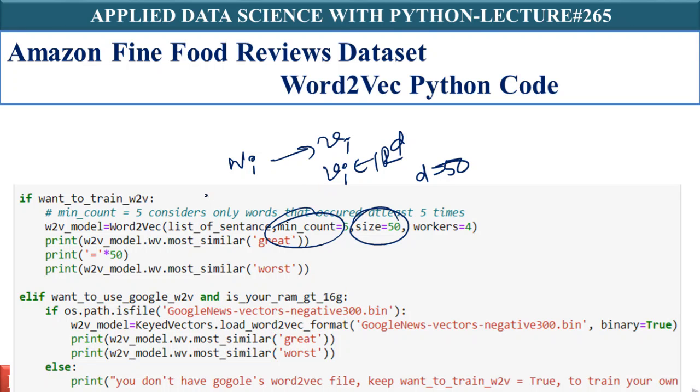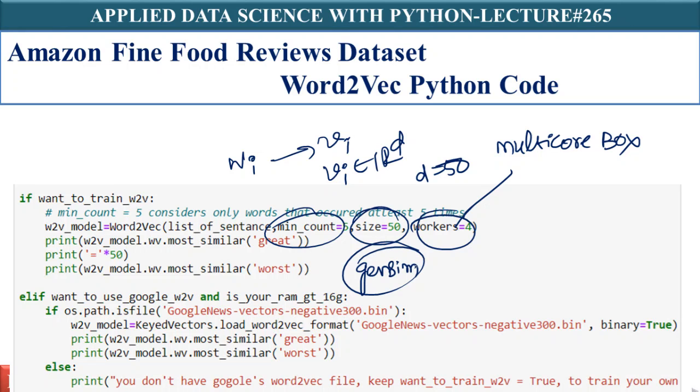What does workers equal to 4 mean? If you have a multi-core box, set workers equal to 4, and it uses all the 4 cores in your box. Again, as always, please go and check out the documentation for the Word2vec function. GenSim gives you brilliant documentation and lots of examples. I will show you this GenSim in Jupyter Notebook.